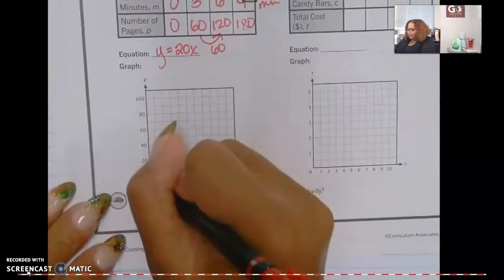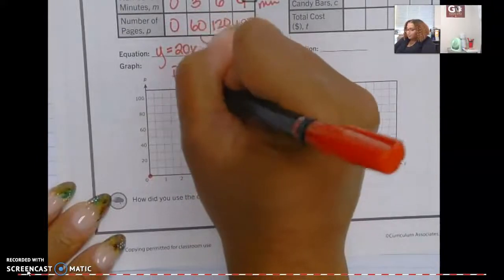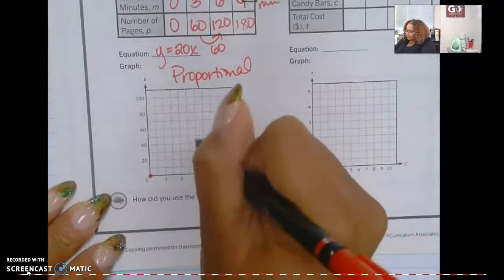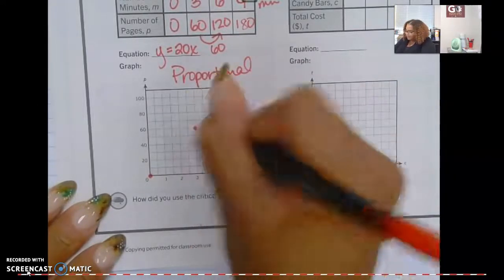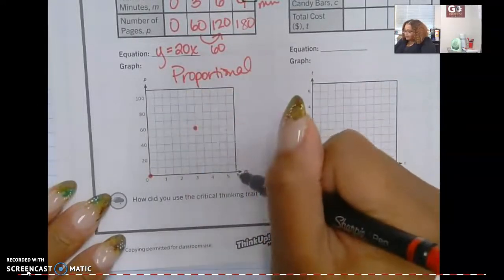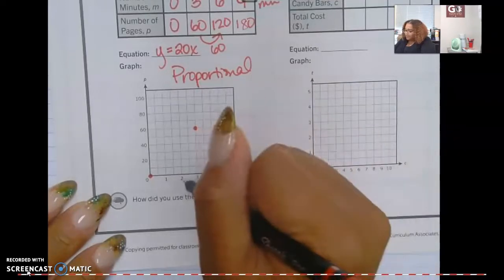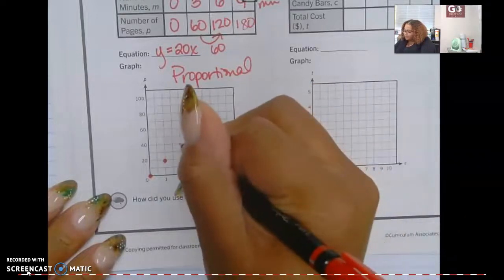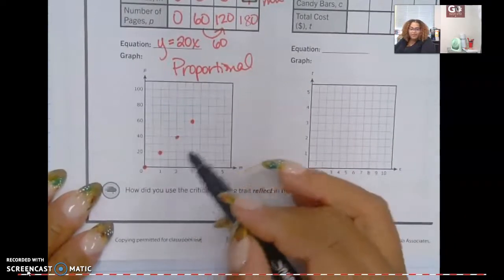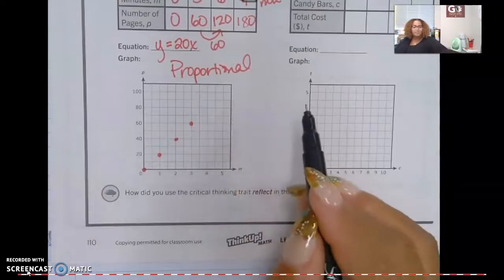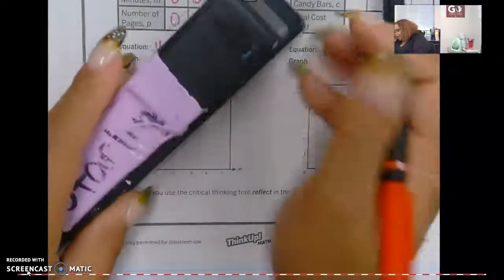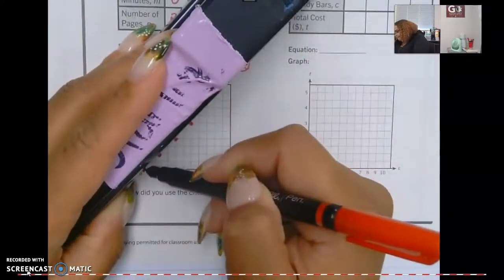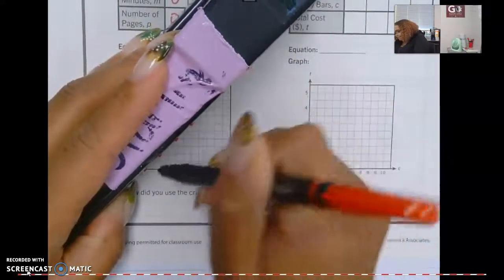Then I'm going to start in my origin because this is a proportional relationship. I'm going to run 3 and I'm going to jump 60. I'm going to run 6. Oh, I can't run 6, but I can run 1 and 20, and then I can also run 2 and 40. I have created a straight line there. I can get a straight edge and draw a line, and it goes through the origin.